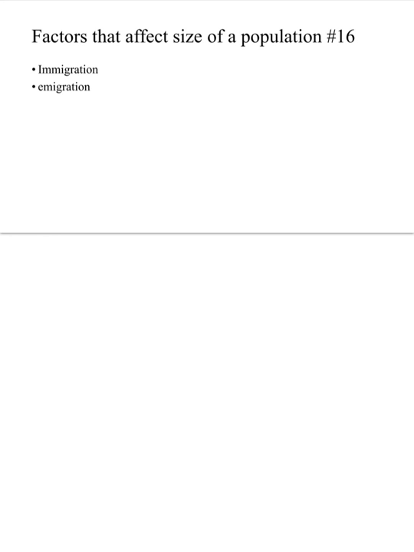Definitely should know the factors that affect the size of a population, like immigration and emigration, and the differences between them. Which one is when people come in and which one is when people leave.